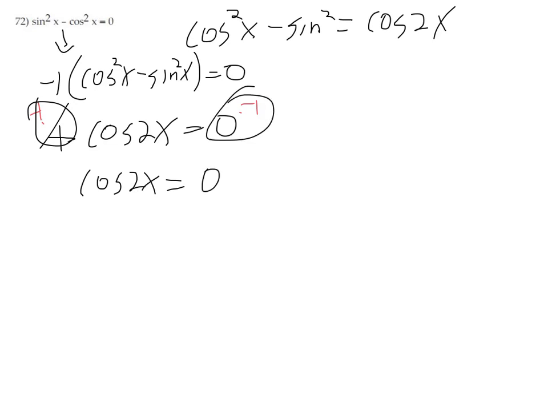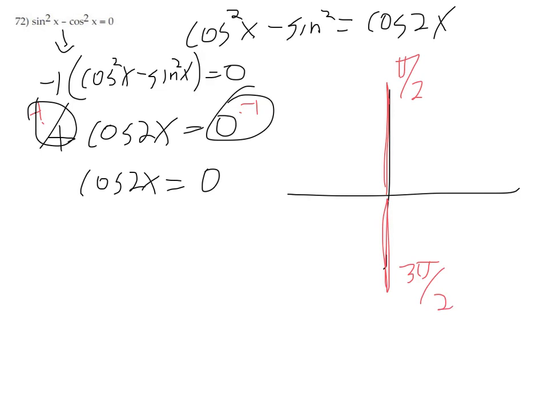Alright, now we're looking for solutions from 0 to 2 pi, and we have a double angle, so we know we need to go twice around the circle to get all the spots. So first off, where is cosine 0? Cosine is 0 here, that's pi halves, and here 3 pi halves, but that's only one time around the circle. This is how you count by pi halves.